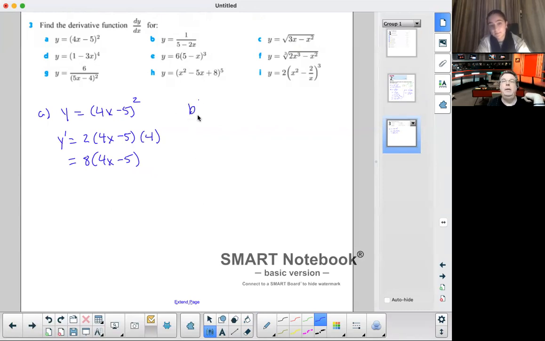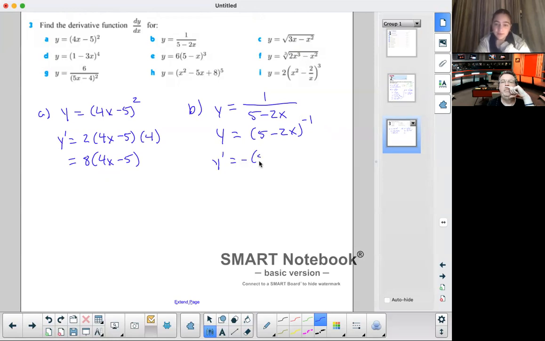What would you do with B? 4 times. Oh, B is that way. Hold on. So I would put 5 minus 2x in brackets, and then to the negative 1. Yes. Perfect. And then you'd have negative 5 minus 2x to the negative 2 multiplied by negative 2. Perfect.